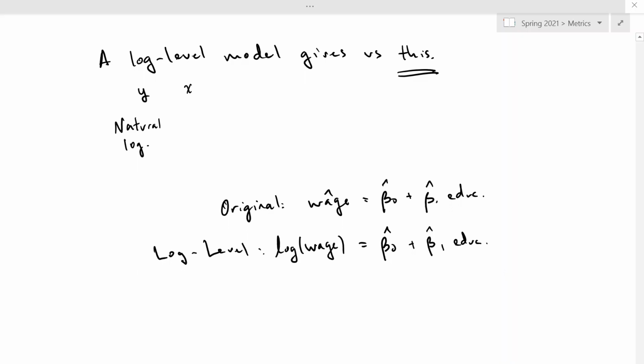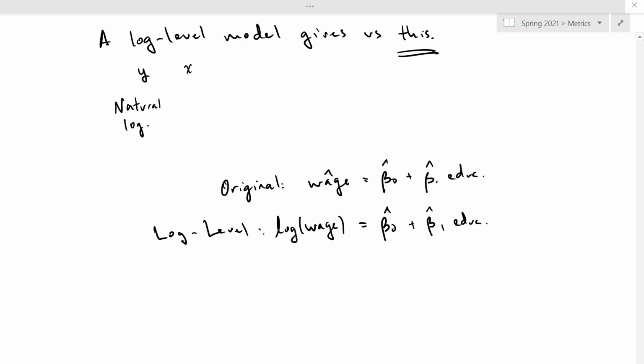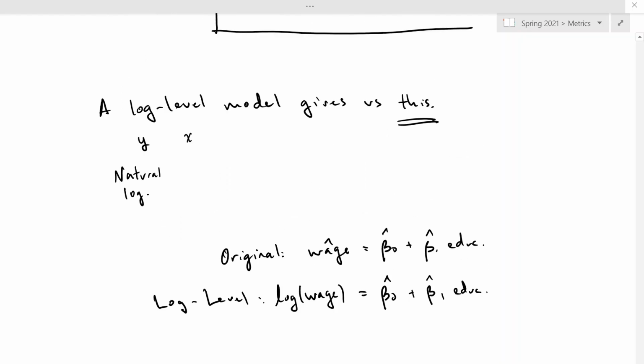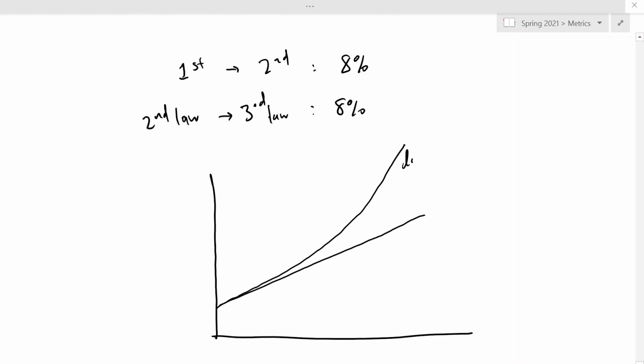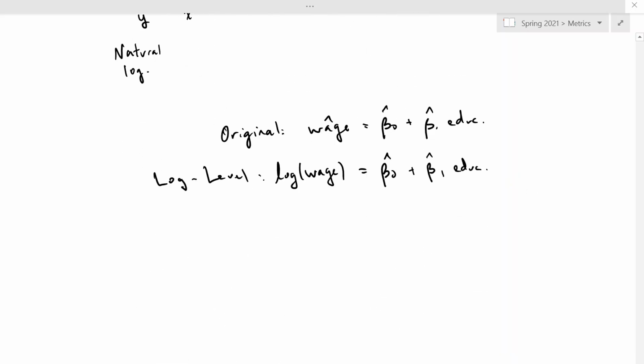Okay, and so now, this is good to give us a relationship that we want here. The log model will give us that increasing returns. And then we can start thinking about interpretation. So the percent change in wage is going to be approximately equal to 100 times beta 1 times the change in education. So let's write that slightly differently.